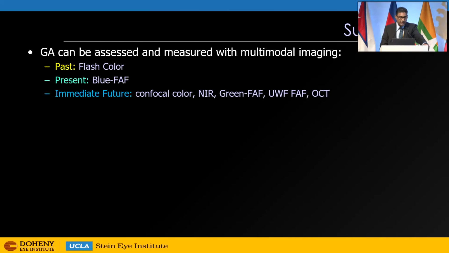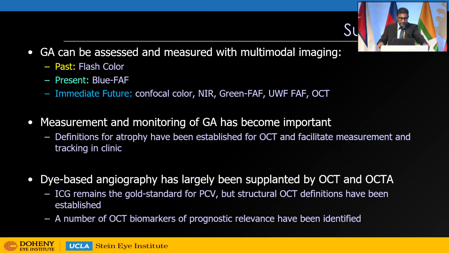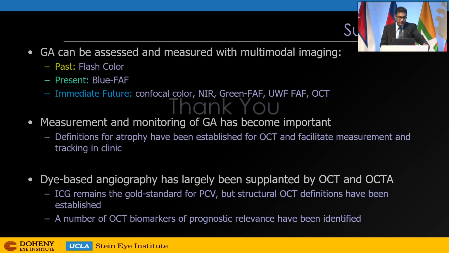So to summarize, atrophy can be assessed and measured with multimodal imaging. I think color photography or flash color is the past. The present has been blue fundus autofluorescence, but for my money, it's these newer technologies that we're going to be using going forward. Measurement and monitoring of GA has become important because we'll hear more about therapies for GA later on in this session. And dye-based angiography has largely been supplanted by OCT and OCTA, but ICG still remains the gold standard for PCV. Thanks very much.